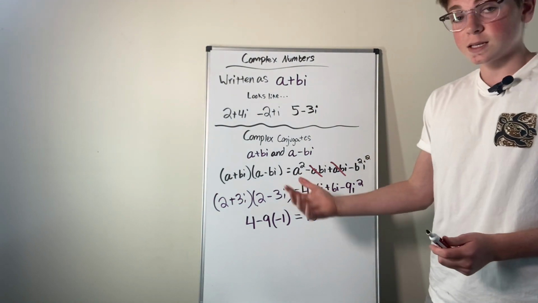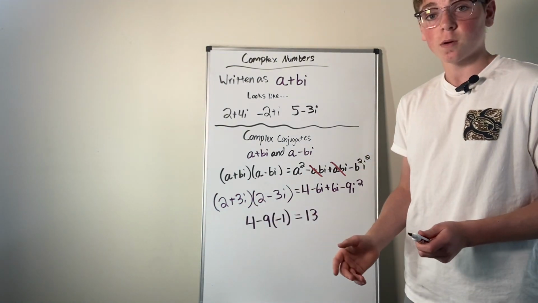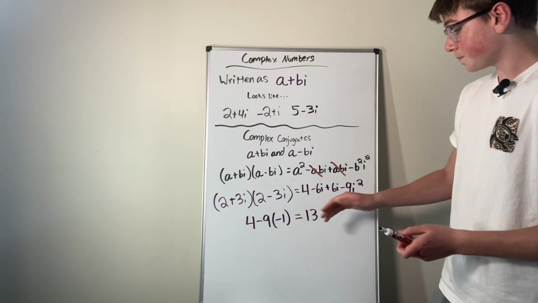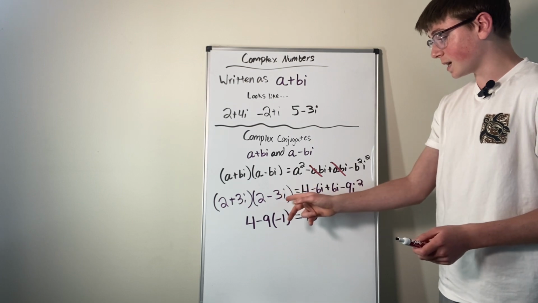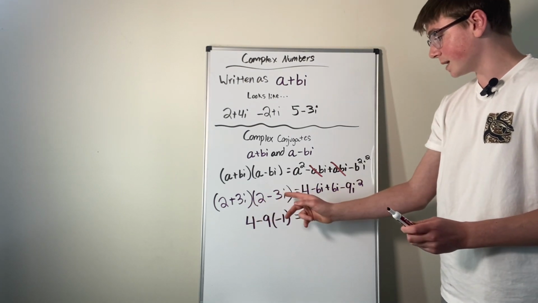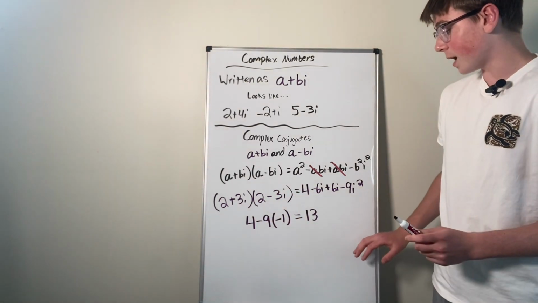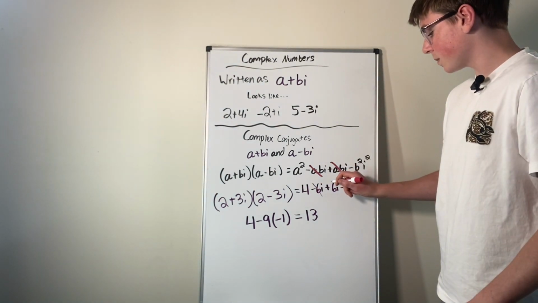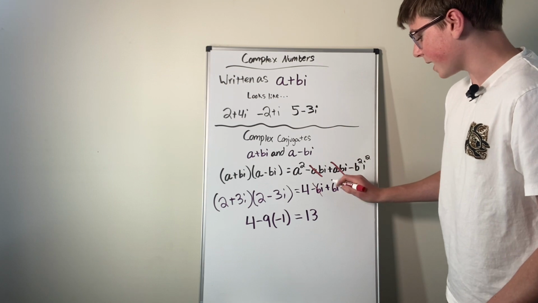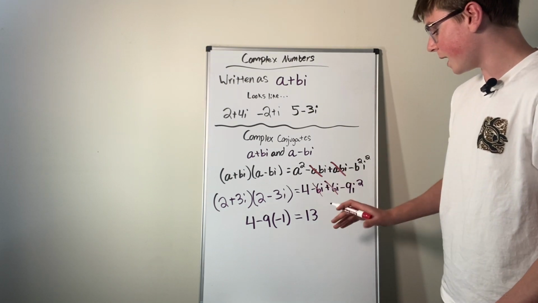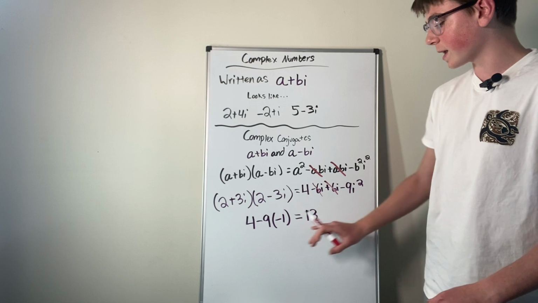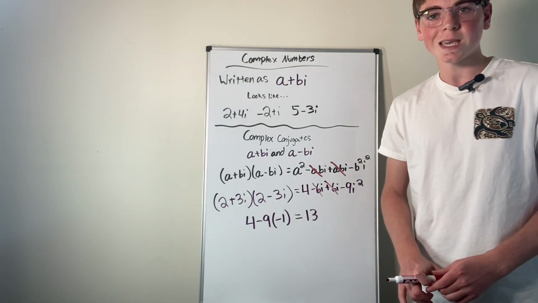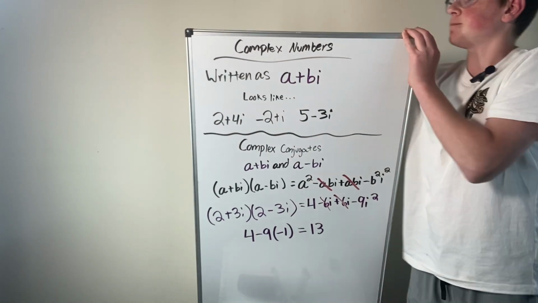So an example would be like 2 plus 3i, and then of course it has to be a minus bi, so it's 2 minus 3i. That equals 4 minus 6i plus 6i minus 9i squared. The minus 6i and the positive 6i cancel, and now it's 4 minus 9i squared. I squared again is negative 1, so it is 4 minus 9 times negative 1, which is equal to 13.